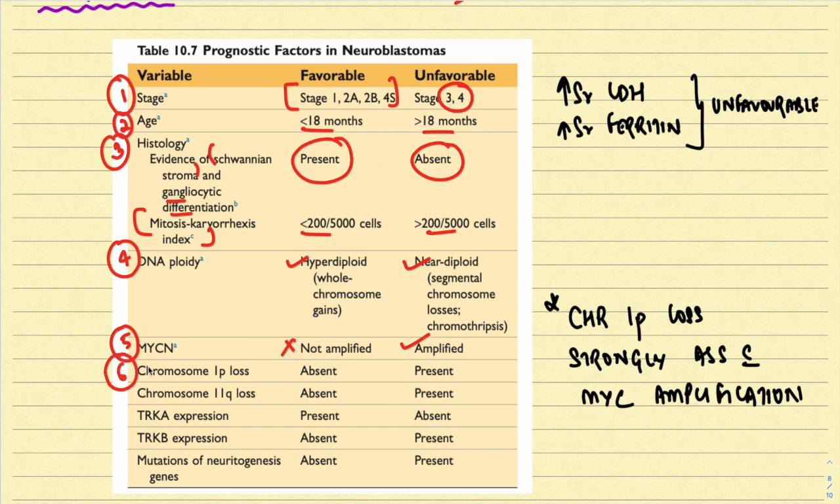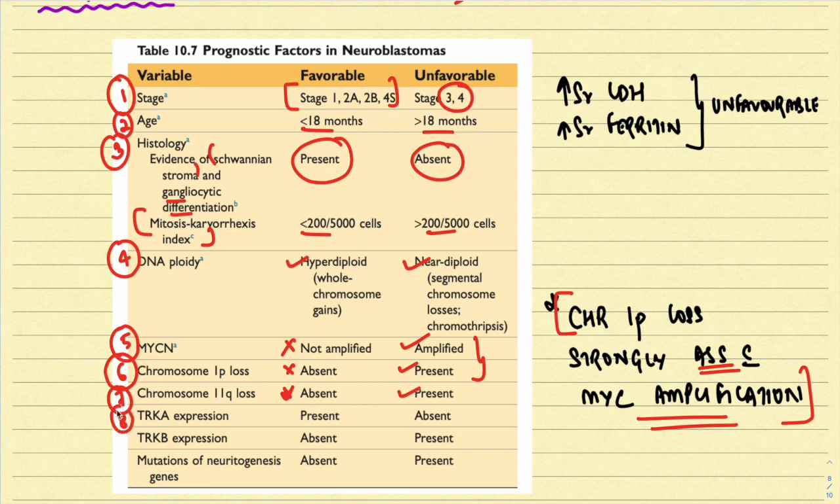Now chromosome 1p loss, if it is absent, is a good prognosis. If it is present, it is a bad prognosis. One very important thing you have to understand is that chromosome 1p loss is strongly associated with the presence of MYCN amplification, so they go hand in hand together. Again, for chromosome 11q loss, if absent, it is a favorable prognosis. If present, it is a bad prognosis.